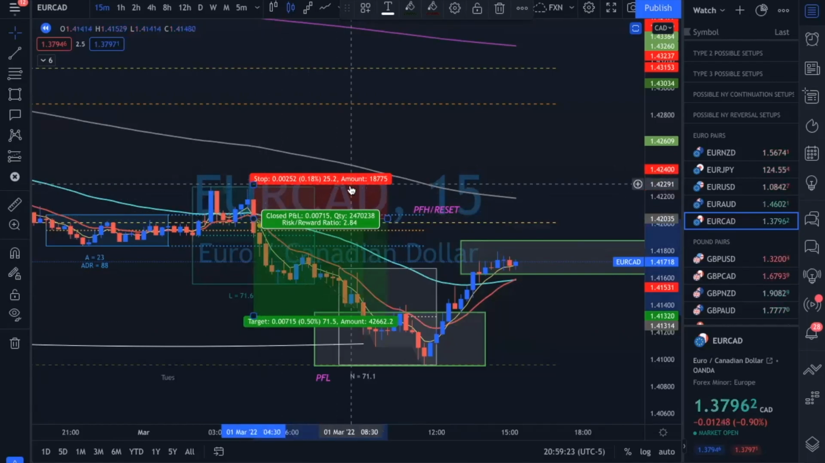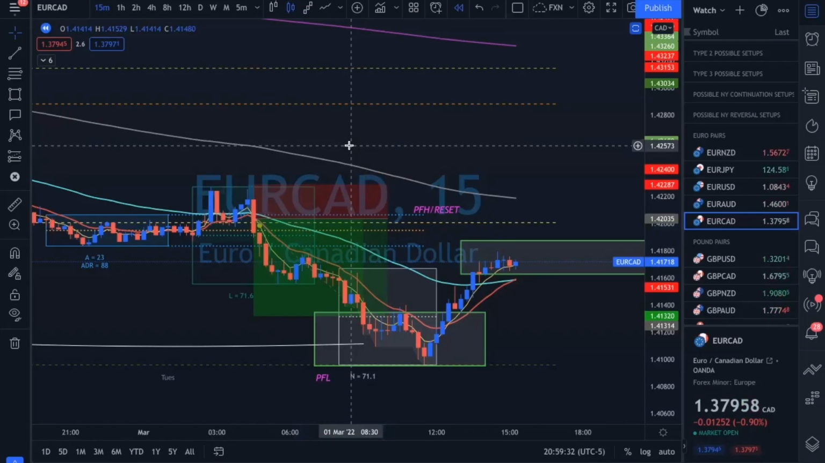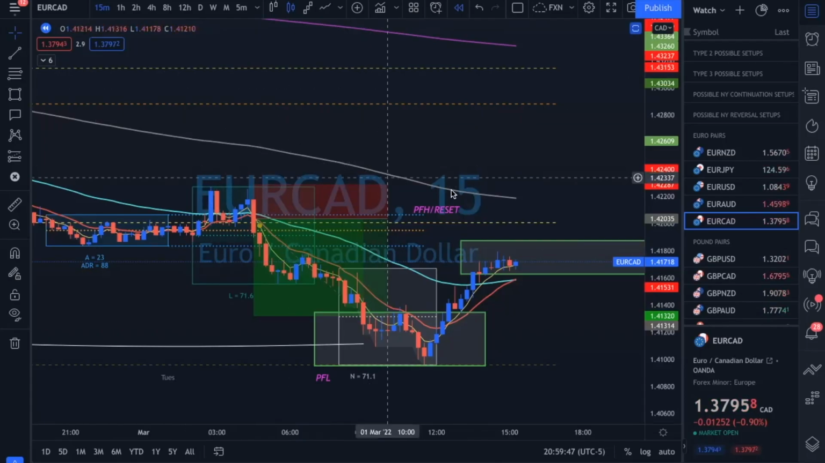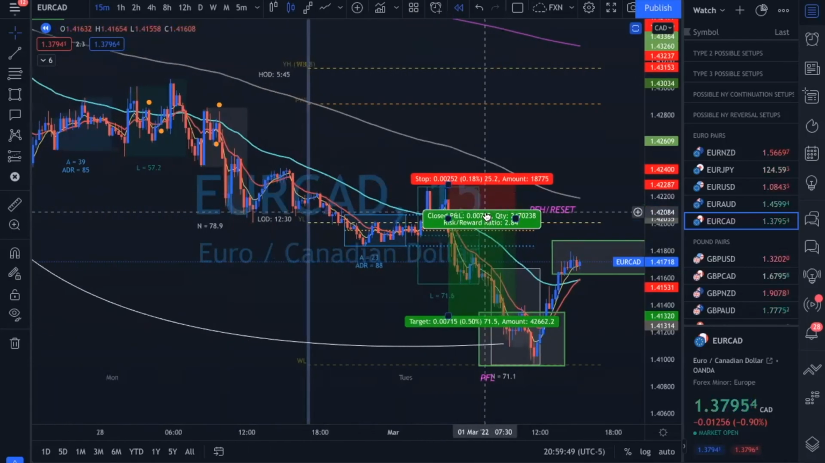And to me, that's still a lot for this specific pair, right? So the majority of the pairs you're going to be looking at is maybe 20 pips tops, right? The only pairs that would require a higher stop loss would be the NZD pairs. So Euro NZD, Euro AUD, Pound NZD, Pound AUD, gold, right?